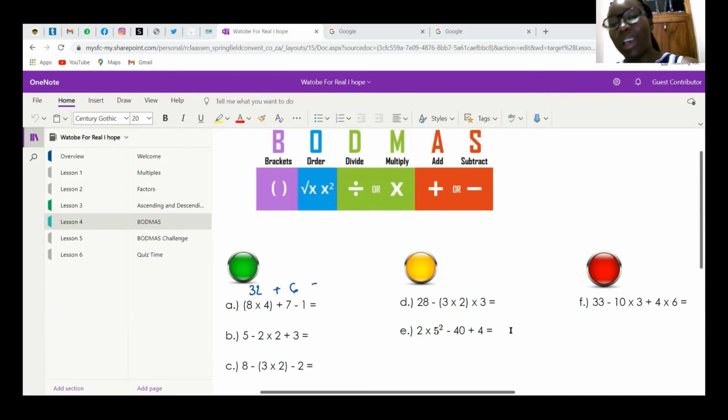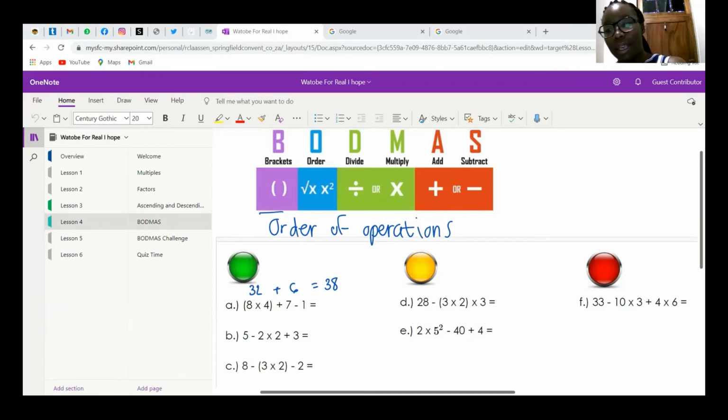When we talk about BODMAS, what we're actually talking about is the order of operations. It tells us what to do first when we're looking at a sum like this. When we're looking at a sum with many numbers put together, we always work the brackets first, just like Zinhle said. And then after that, we look at the order, which would be your squared numbers and your square roots, and then division or multiply, doesn't matter, and then addition and subtraction. So we need to do them in this order.